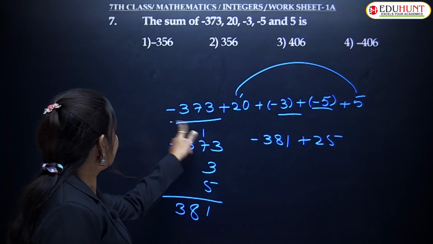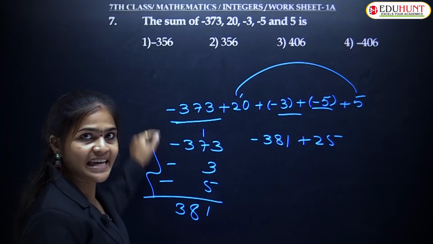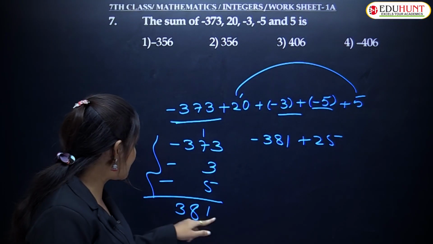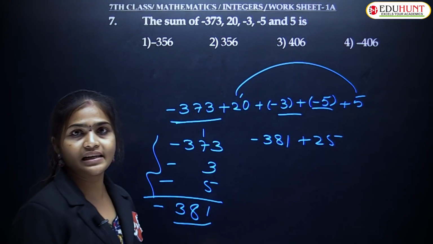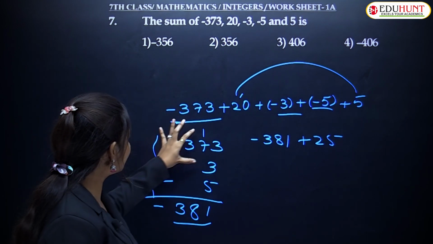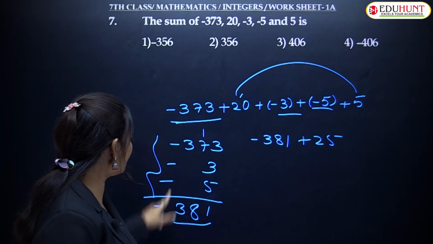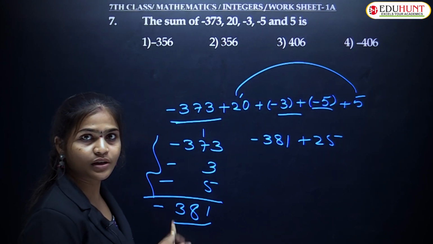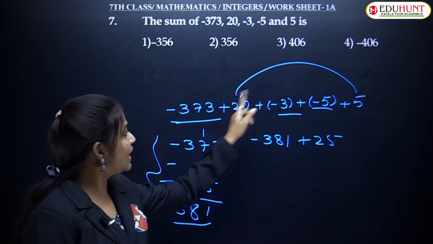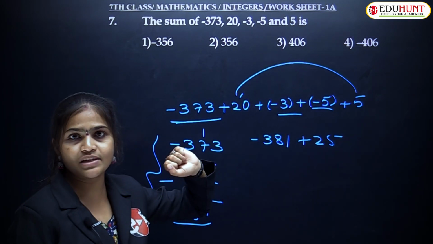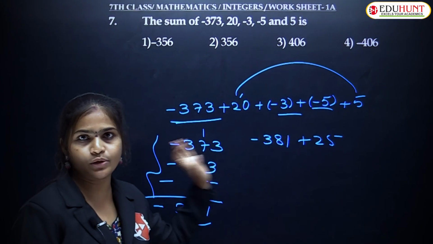Okay. See, these three numbers also have the same sign, negative only. That's why we take them as positive values. We just take the addition of all the numerical values, and we have to keep the sign they have. And coming to this one, 20 and 5 have the same positive sign. That's why 20 plus 5 is equal to 25.